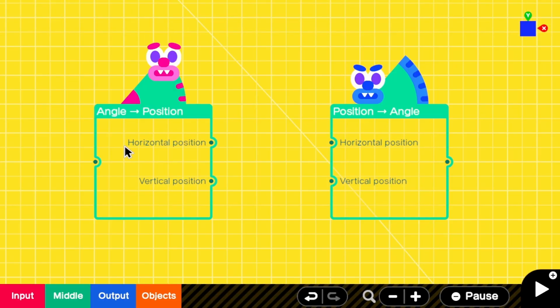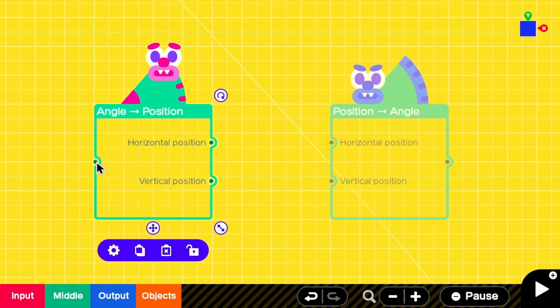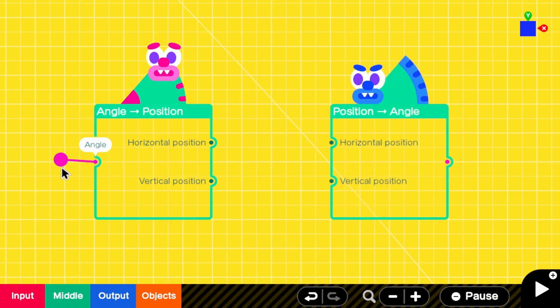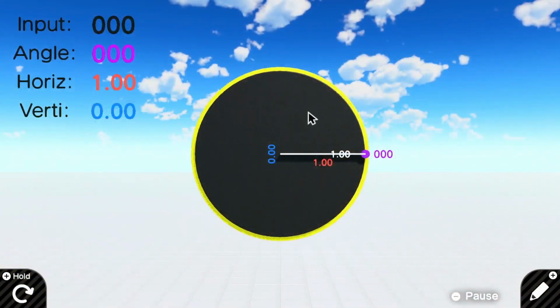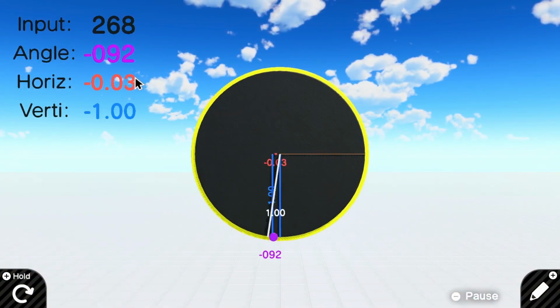And now for this next part, I'll just go into explaining how these two nodons work. So first, let's start with the angle to position nodon. The angle to position nodon has one angle input, and then a horizontal position output and a vertical position output. So here I've already laid out how those three values interact with each other.